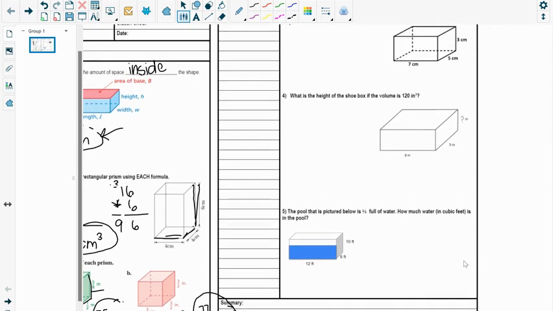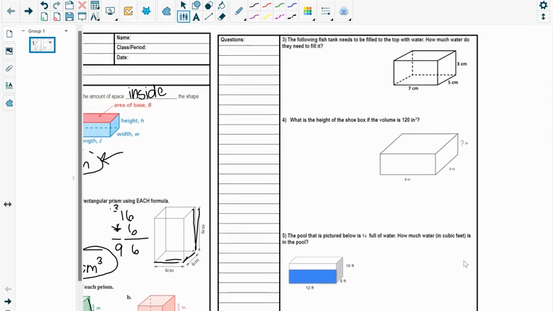Flipping on over to the back side, if you are feeling confident, I want you to pause the video and try this next one on your own. Okay, and then just resume the video to check. We are finding volume, so we're doing length times width times height. So I'd have 7 times 5 times 3.